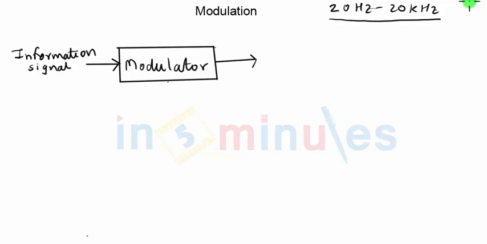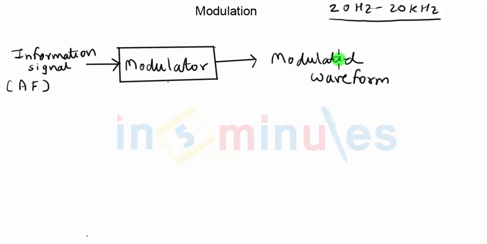This will be done through a process of modulation. The circuit which will carry out the modulation will be called a modulator. So the modulator input will be the information signal, and the information signal is a low frequency signal. In this case, these low frequencies are the audio frequencies, so I'll call it AF. The range is 20 Hz to 20 kHz. The output of the modulator will be a modulated waveform, and this modulated waveform will be available at high frequency. So this conversion from low frequency to high frequency has taken place through the process of modulation.